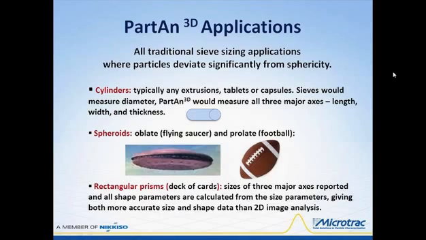The third category of common non-spherical particles are rectangular prisms. Here the 3 major axes have 3 different dimensions, which are all measured and reported, and from which all the shape factors are calculated. And the volume of each particle is calculated by the Partan as the product of length, width, and thickness, which provides a much more accurate volume distribution than the equivalent spherical diameter as reported by 2D image analysis, and it provides overall more accurate size and shape data.